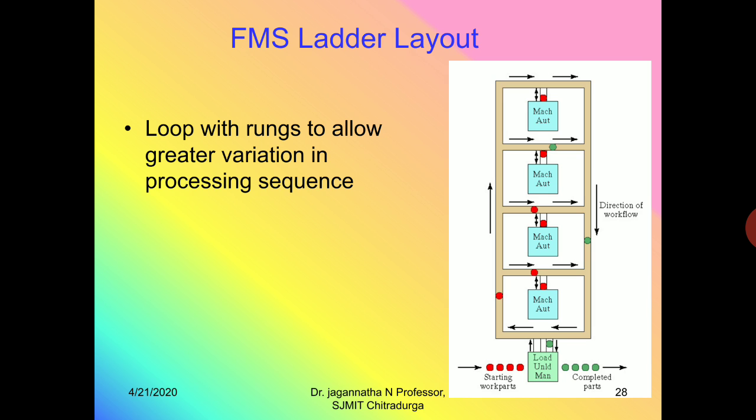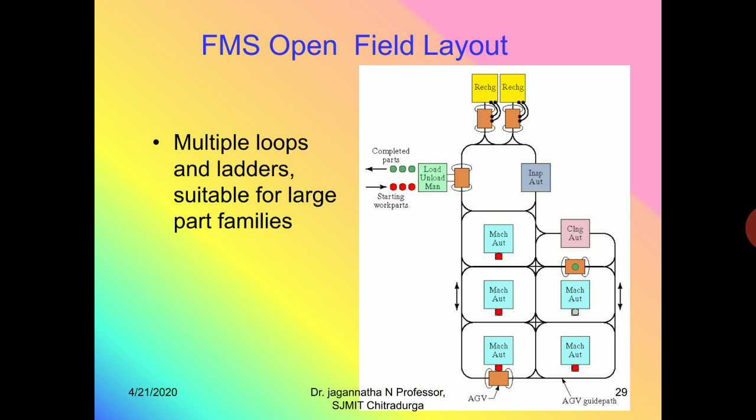This is the advantage of that. In this, the part enters one loop and is processed. Various operations are carried out in one loop, and after completion of this one, we go to the next loop, the next ladder, and one by one it is systematically arranged in a ladder type. Therefore, it is called the ladder type of layout.